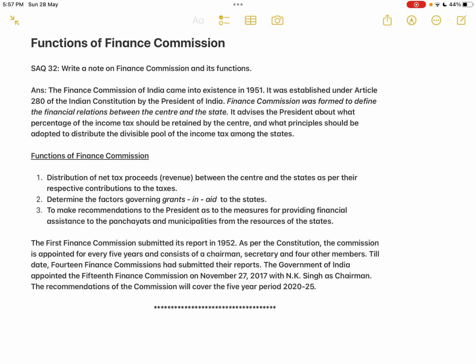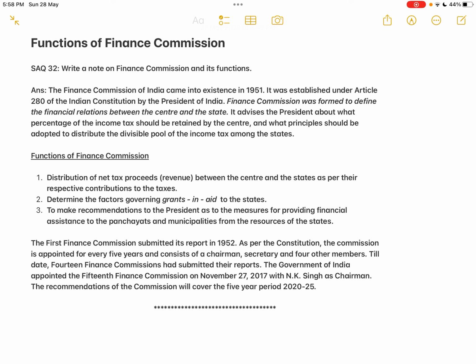To put it very simply, the financial relations between the central government and the state government are carried on the advice of the Finance Commission. Okay. So the first Finance Commission was appointed in 1951 and submitted its report in 1952. As per the Constitution, the Commission is appointed every 5 years and consists of a chairman, secretary and 4 other members, and it is on a rotational basis. So every 5 years, a new chairman, secretary and 4 members are appointed.